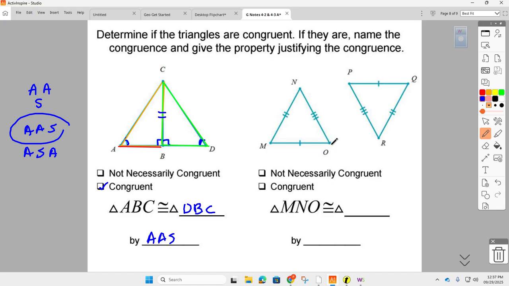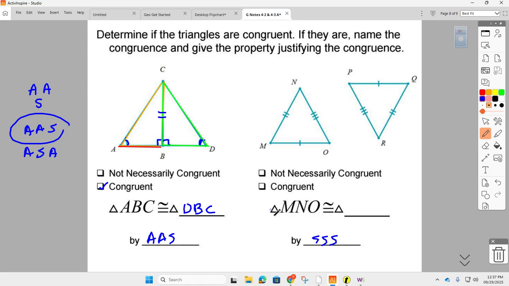But really what I want you to notice is that all three sides are congruent, right? We only need those three corresponding parts. What is the shortcut of the postulate so we can say that these triangles are congruent by? SSS, side, side, side. So now we're going to make sure we're naming our triangles in the right order.